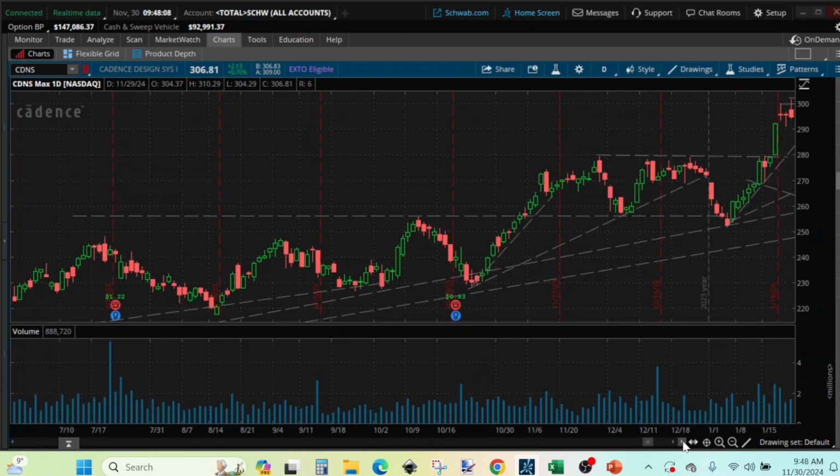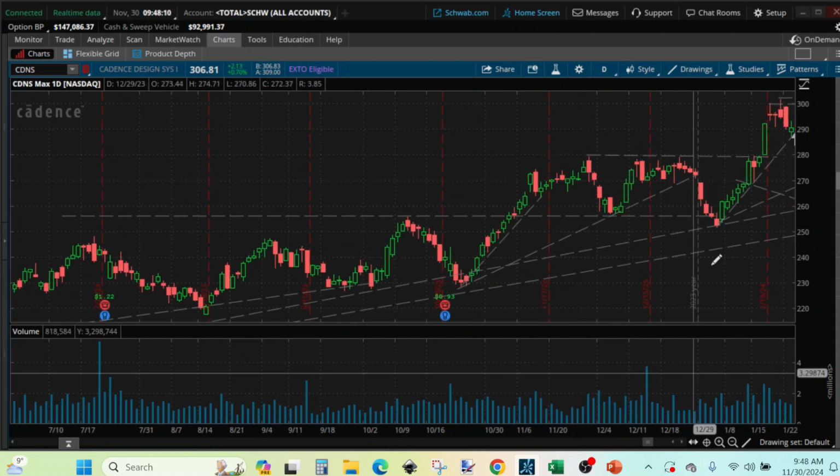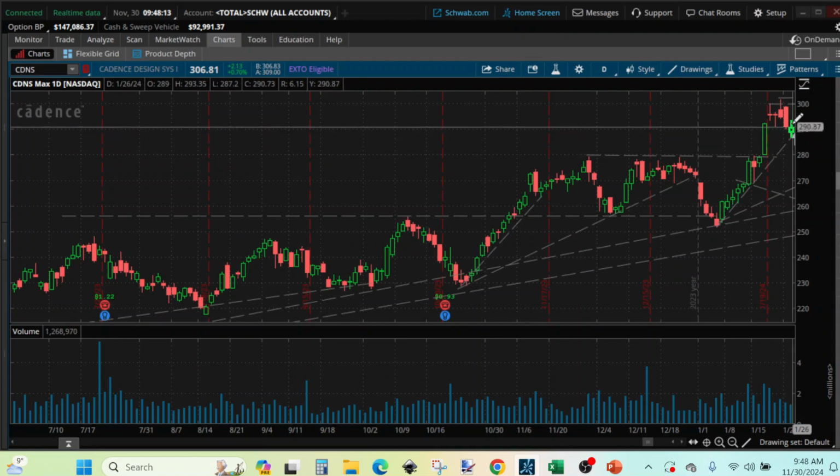So the next day we have a pullback, we have a pullback, we have a pullback, and we see the first green bar. We will buy it here.